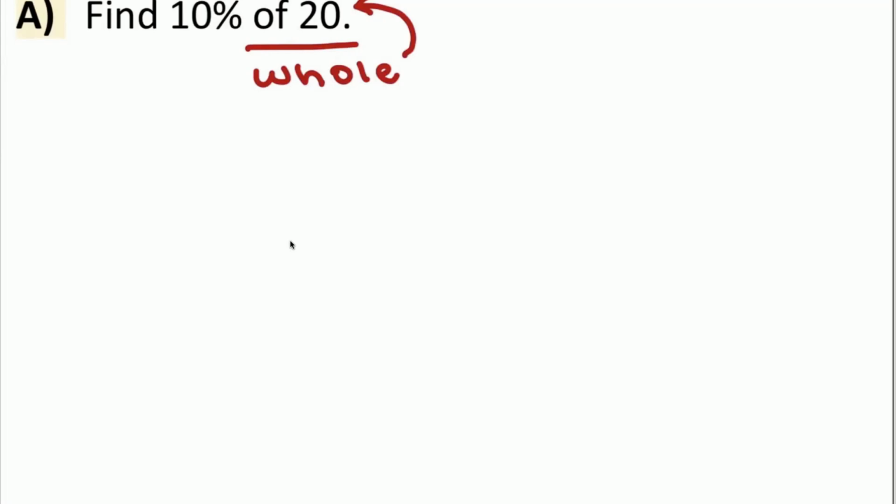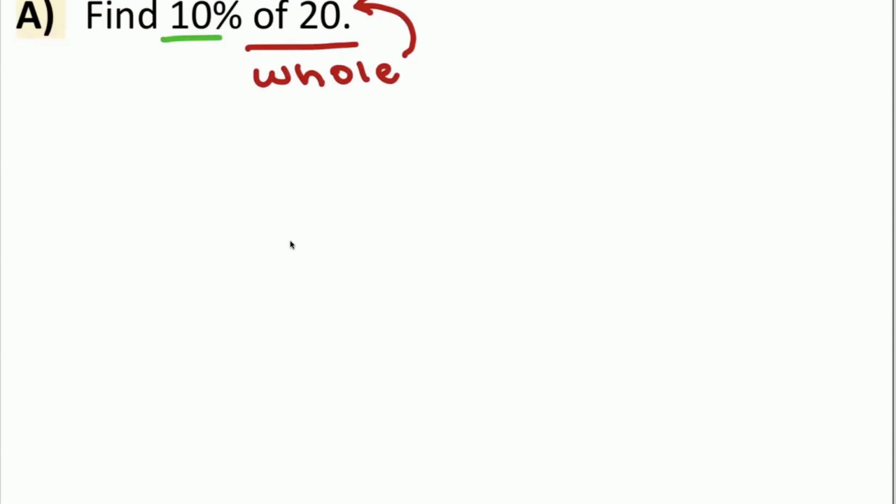I'm going to show you one more strategy. You can also multiply 10% or 0.10 times 20, and you'll get the same thing. So we were dividing by 0.10 when we didn't know the whole. You can also multiply by 0.10 if you do know the whole. Remember, you can also just divide by 10.